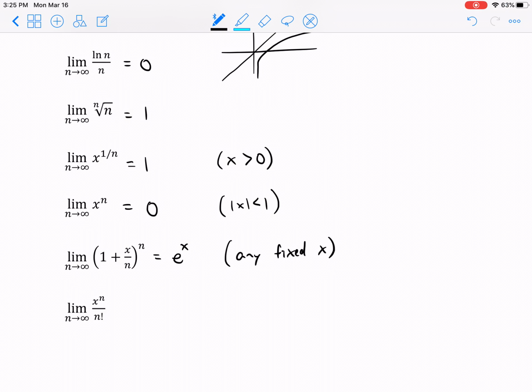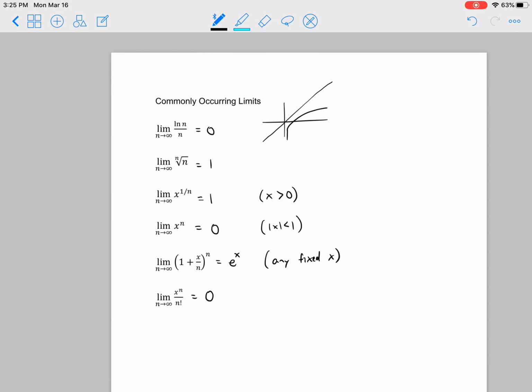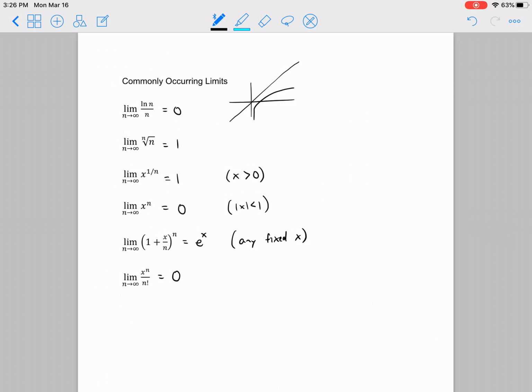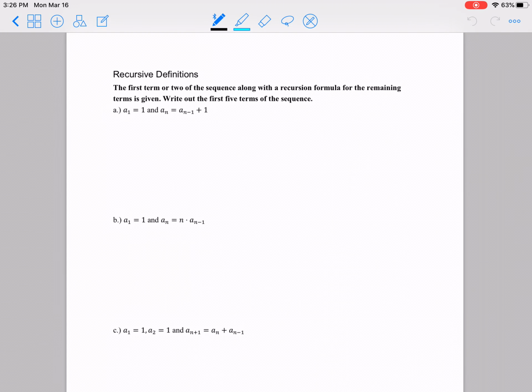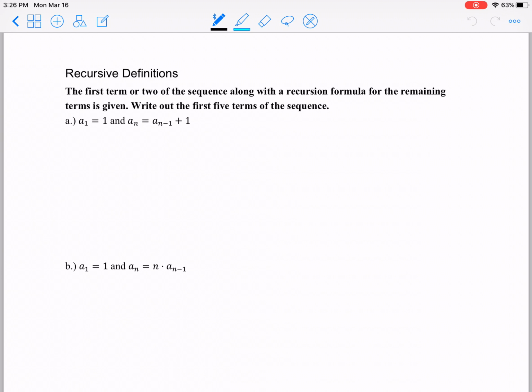And then here, x to the n over n factorial, again for a fixed x, this one's going to equal 0. Okay? Those were ones that you're going to want to really make sure you're familiar with and be ready to do. All right, so now what we're going to look at is some recursive definitions for these things.